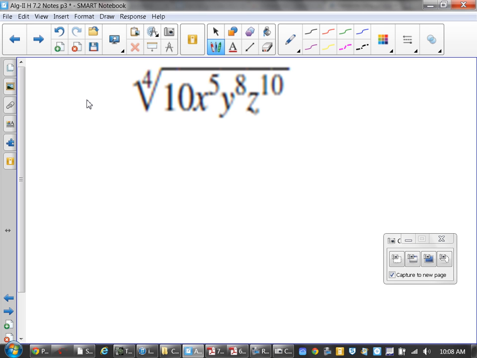When I want to take the 4th root of that monomial, it's a really nice, easy way to simplify. What I do is I start with, can I do the 4th root of 10? No. There's no perfect fourths that go into 10, so I know my answer is going to have the 4th root of 10 in it. 4 goes into 5 how many times? 1. How many are left over? 1.